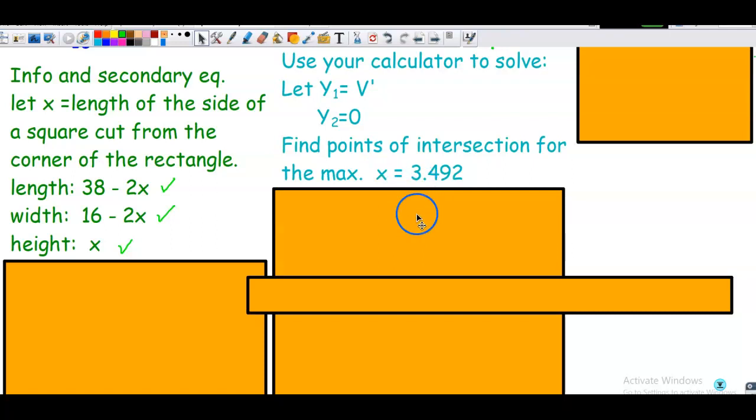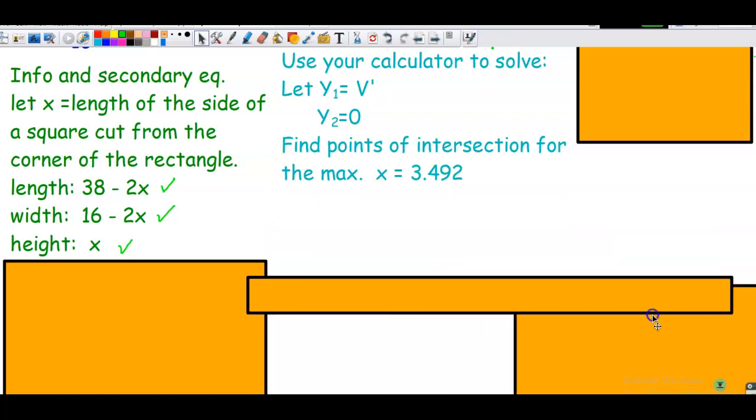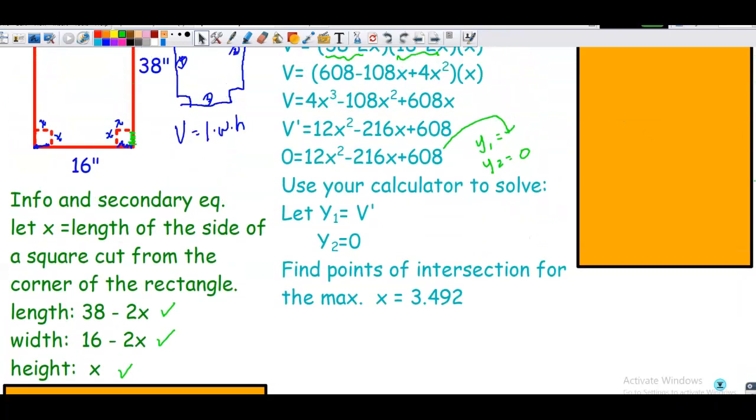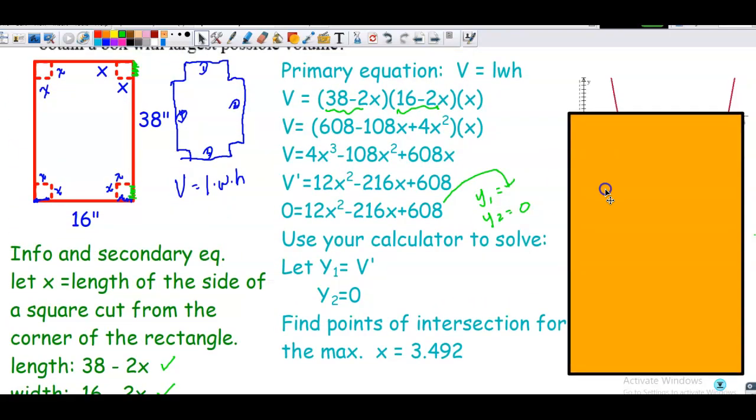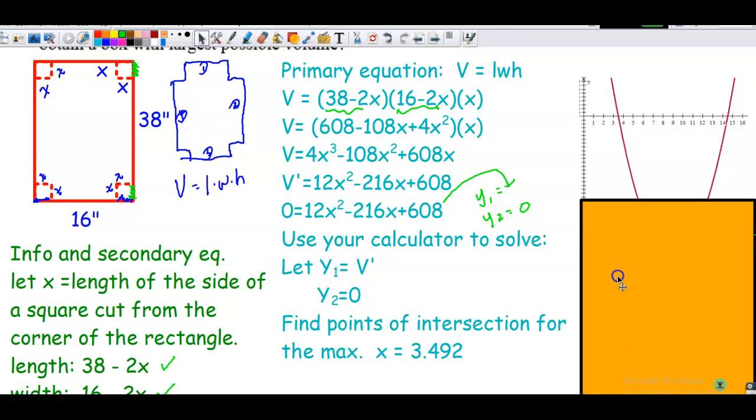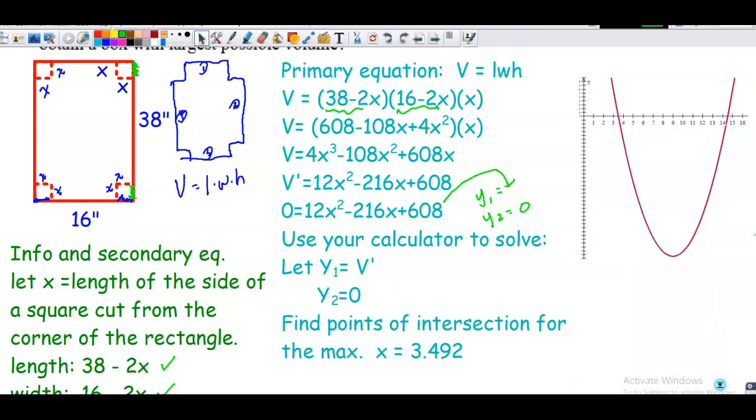Make sure you're stopping the video, checking that. And then there's just a graph to show you what it looks like on your calculator when you graph it. Oh no, actually the other number is not negative. We get 3.492. The other number is over here between 14 and 15.